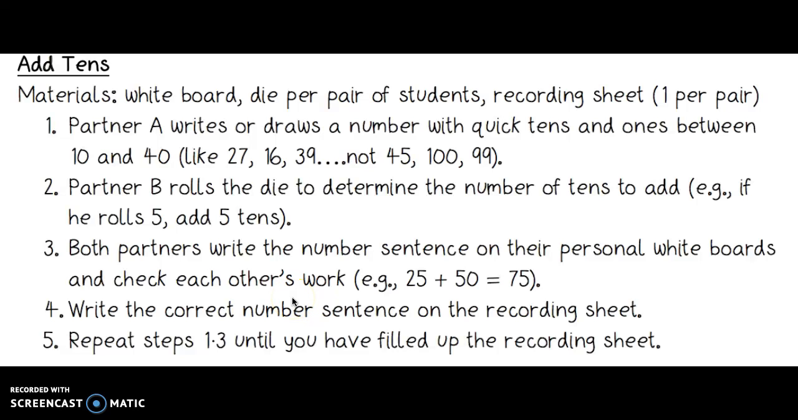For this fluency activity, add tens. You're going to need your whiteboard, marker, a dice, and a recording sheet for you and your partner.